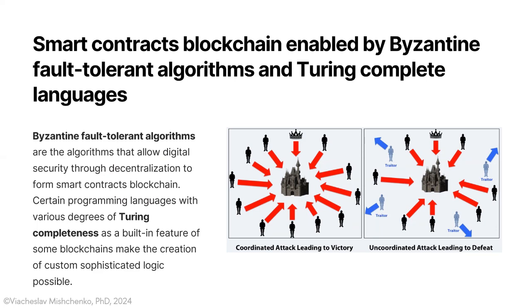And what makes this even more powerful is the implementation of Turing complete programming languages, because these languages allow us to create sophisticated smart contracts that can handle complex logic while maintaining security. And I always say that this combination of Byzantine fault tolerance and Turing completeness is what makes smart contracts truly revolutionary. So you can think of it as having a system that can not only detect and ignore bad actors, but also execute complex operations with absolute precision and reliability. The next slide.